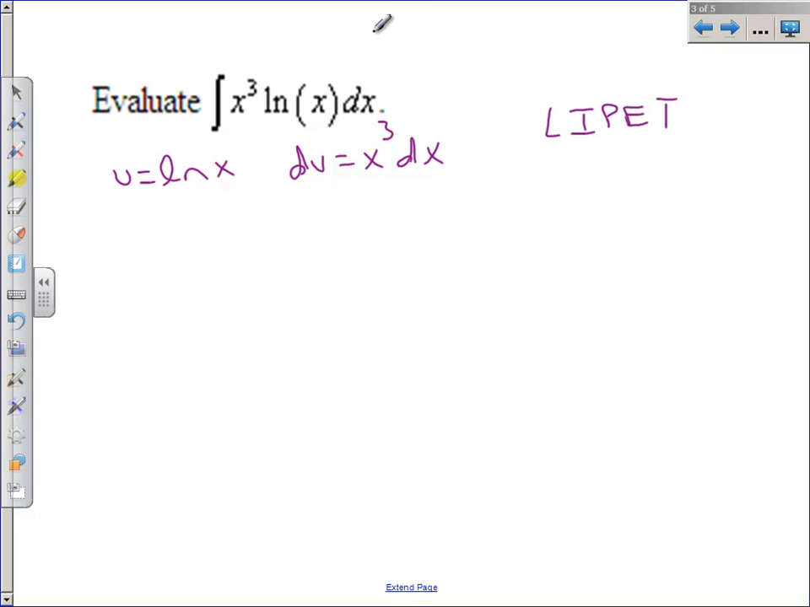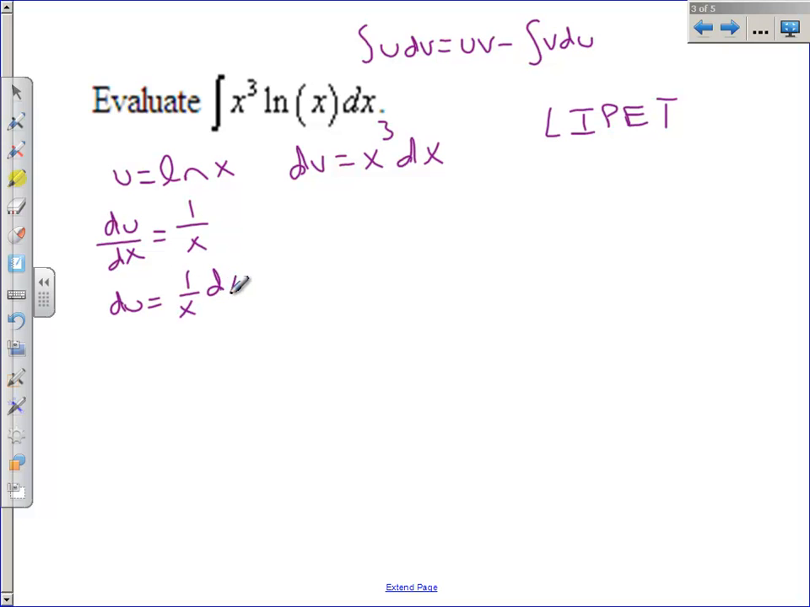So for my formula, the integral of u dv is equal to u times v minus the integral of v du. So I need to find du. So du dx is 1 over x. That's the derivative of natural log. So du is 1 over x dx. And the way I get v is I integrate dv. So v is 1/4 x to the 4th.